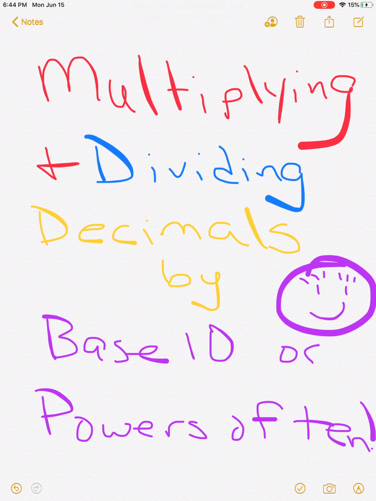Today we are working on multiplying and dividing decimals by base 10. And when you see base 10 or hear base 10s, you might hear some people say powers of 10. They're both the same concept. It's both the same math concept and both the same strategy, okay? So we're multiplying and dividing decimals by base 10 or powers of 10. Let's get started.